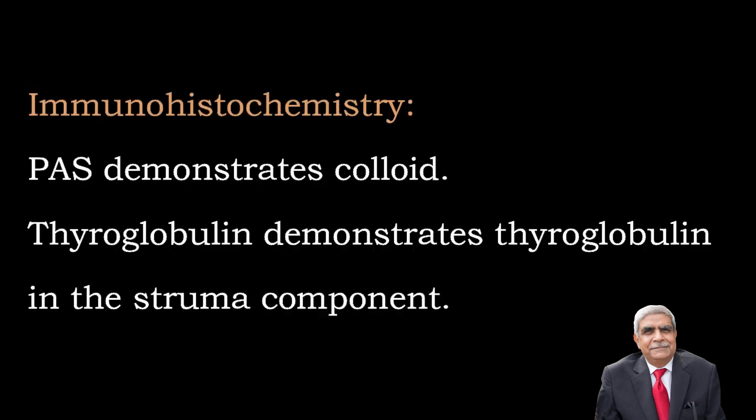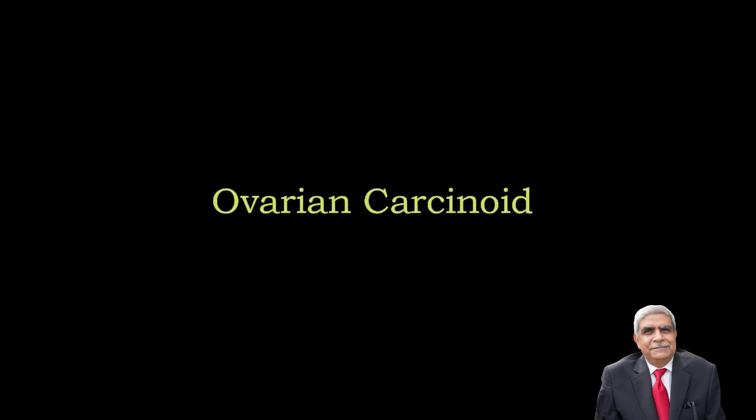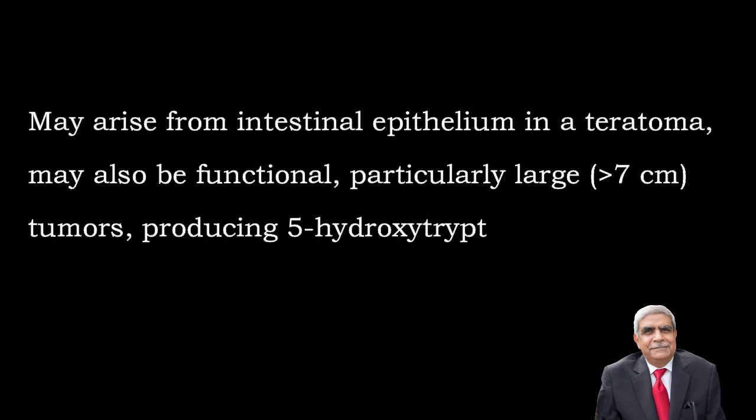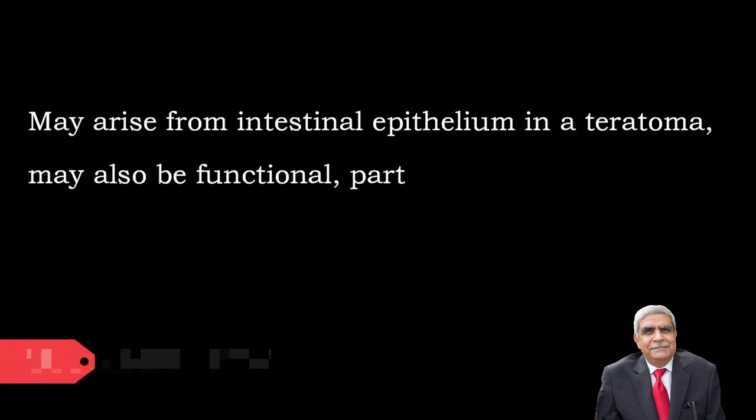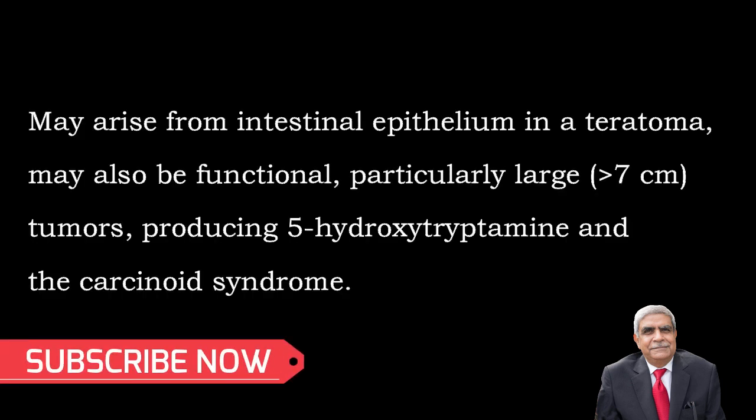Immunohistochemistry: PAS positive colloid material can be seen. Thyroglobulin highlights thyroglobulin in the struma component. Ovarian carcinoid may arise from intestinal epithelium in a teratoma and may also be functional, particularly when greater than 7 centimeter in size, producing 5-hydroxytryptamine and carcinoid syndrome.